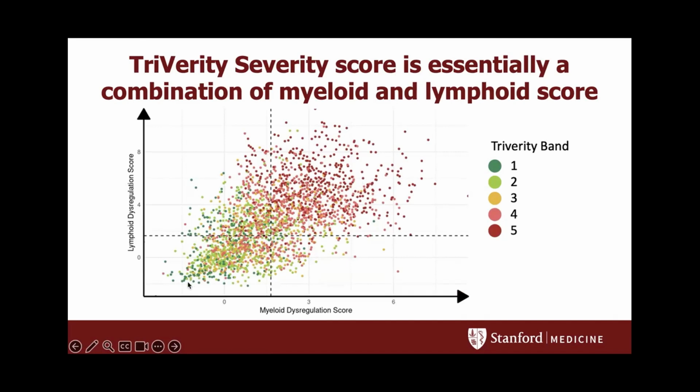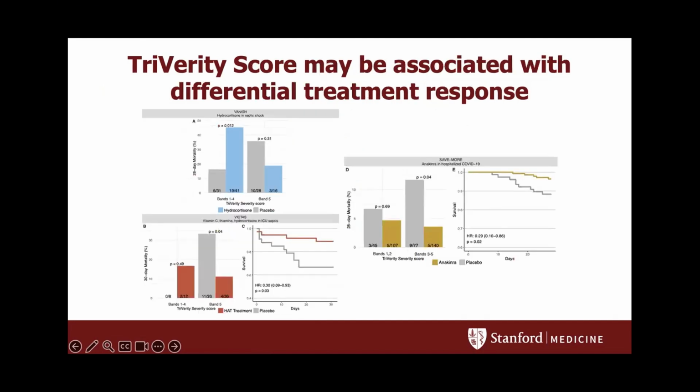So what you can see here is this low Trivarity band, very much associated with sort of balanced immune dysregulation. As you travel up in myeloid and lymphoid dysregulation, you travel up in your Trivarity band. So again, suggesting that this Trivarity score, which can be run in about 30 minutes, is capturing the same biology that we're capturing in sort of our immune dysregulation scores. And then finally, we have data showing that Trivarity score is also associated with differential treatment response.